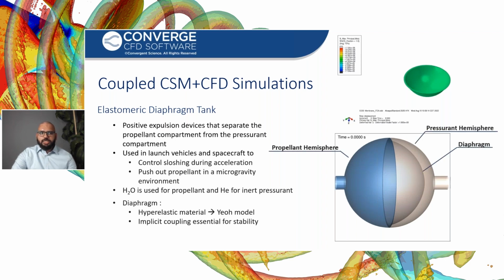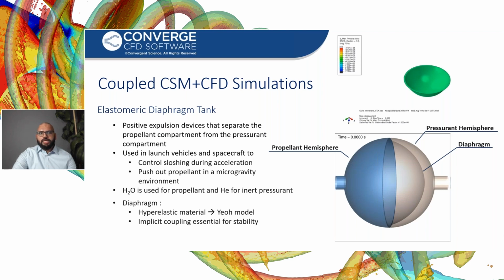So what is a diaphragm tank? It is a positive expulsion device that separates the propellant compartment from the pressure end compartment. These are used in launch vehicles to control sloshing during acceleration and also to push out the propellant in microgravity environments. Usually the propellant is hydrazine, but in experiments it's replaced by water because it's safer. So we are also using water in our simulations, and we are using helium as the pressure end.